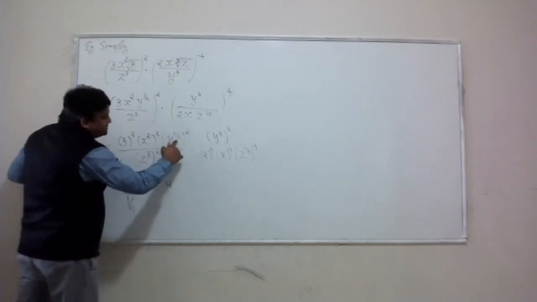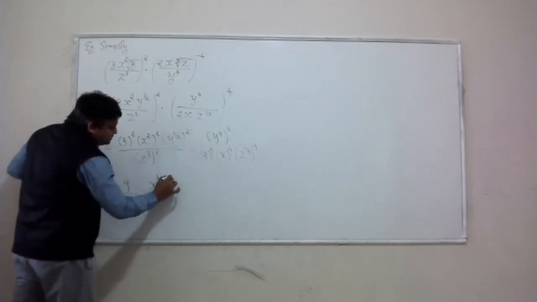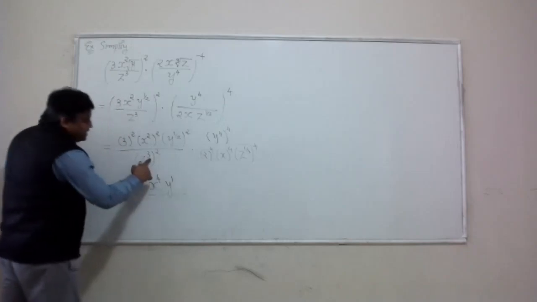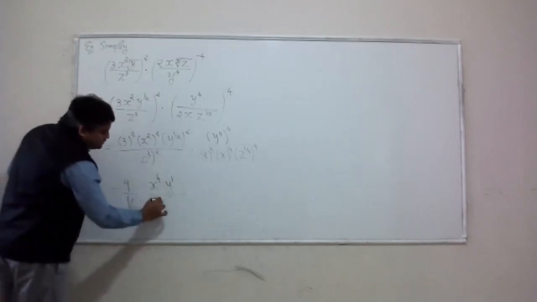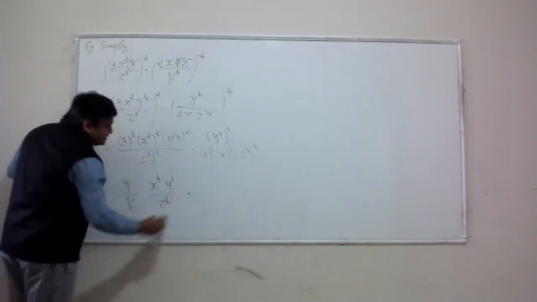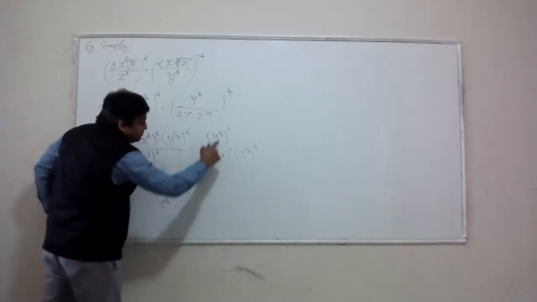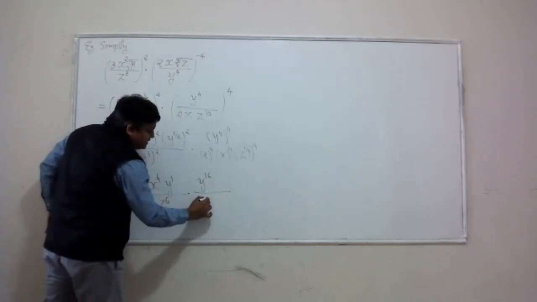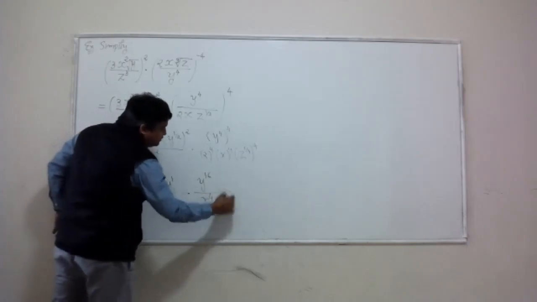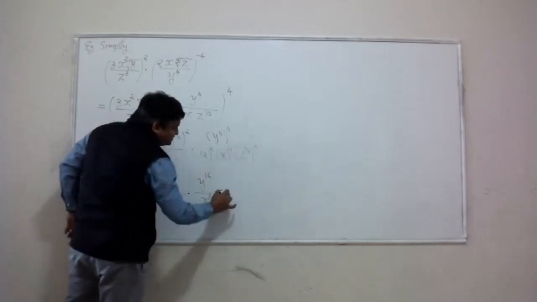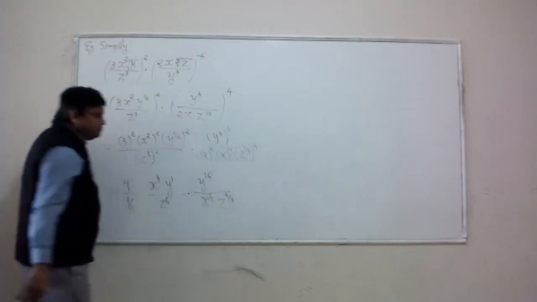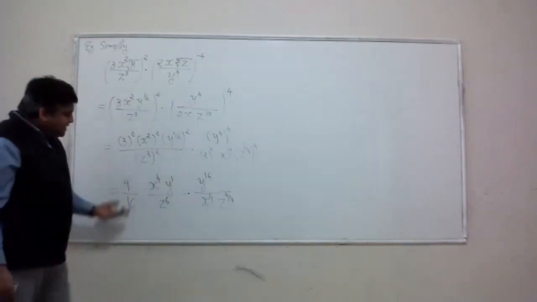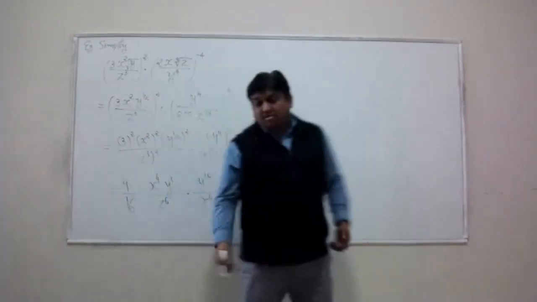Y to the 1/2 times 2, 1/2 times 2 is just 1, so this is y to the 1. Z to the 3 times 2, so this is z to the 6. And then I have y to the 4 times 4, which is 16, x to the 4. And then z to the power 1/3 times 4 is 4/3. All right. Final step.